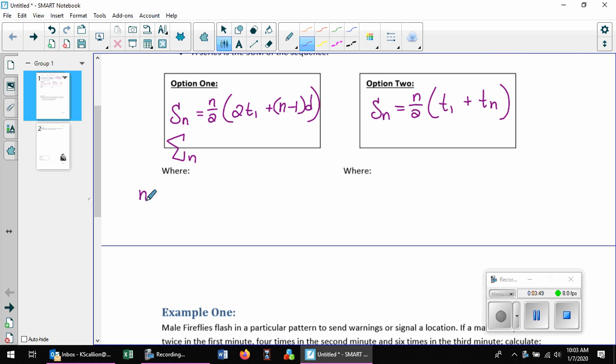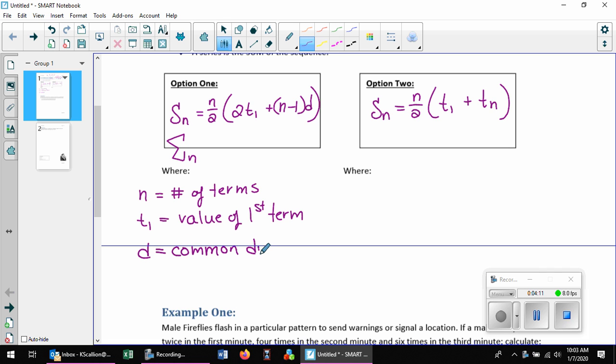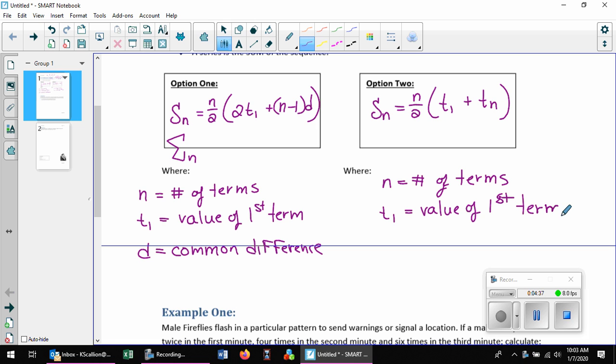So we just went through this. N is the number of terms. T1 is the value of the first term. And D is the common difference. For this other one, N is the same thing, the number of terms. T1 is the value of the first term. And Tn is the value of your last term.